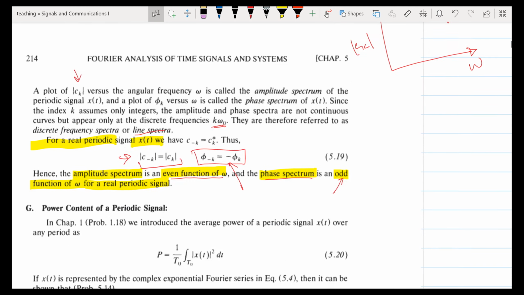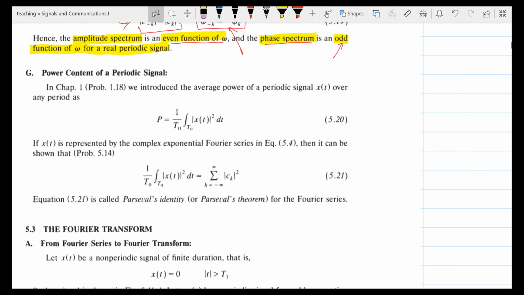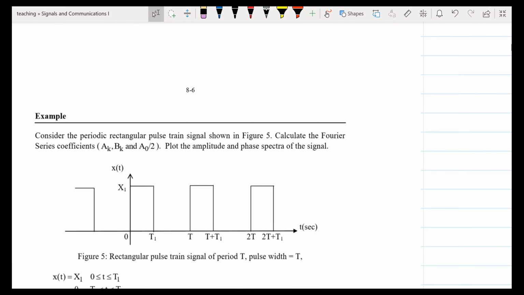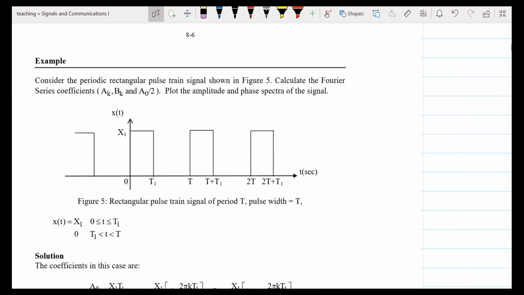So here, before we talk about the power content of a periodic signal, I have added some example that illustrates the concept of phase spectra and amplitude spectra. I'm not going to spend much time on this one.